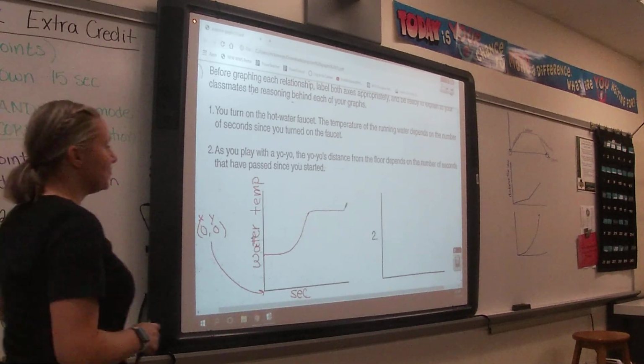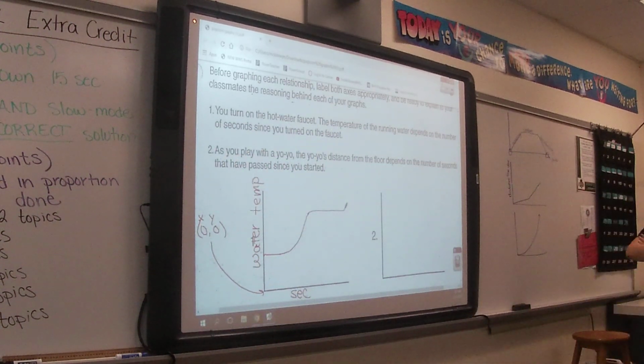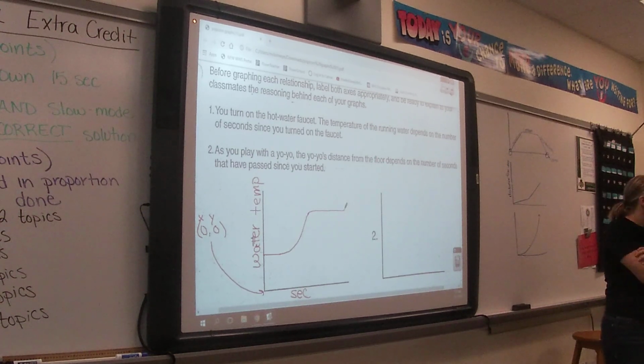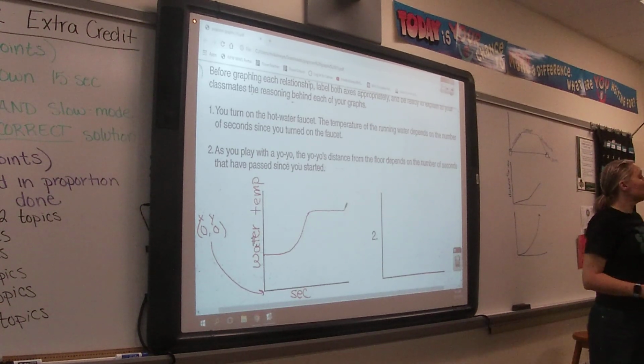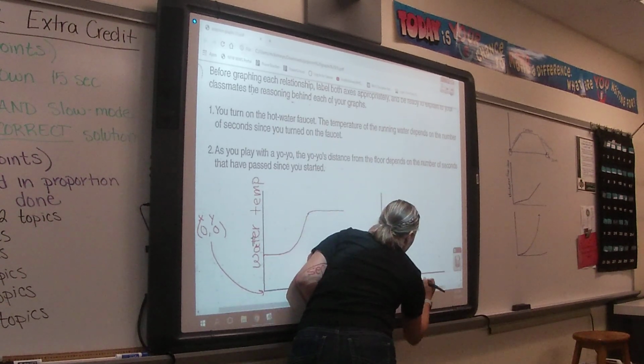Number 2. As you play with a yo-yo, the yo-yo's distance from the floor depends on the number of seconds that have passed since you started. Okay, so what labels do we want to put on our graph? Seconds. On the X is going to be our independent, seconds.